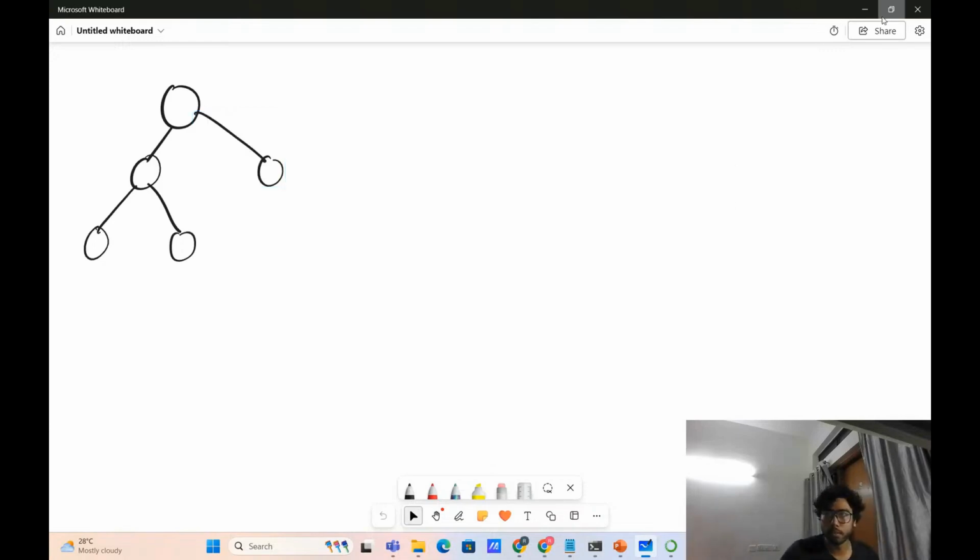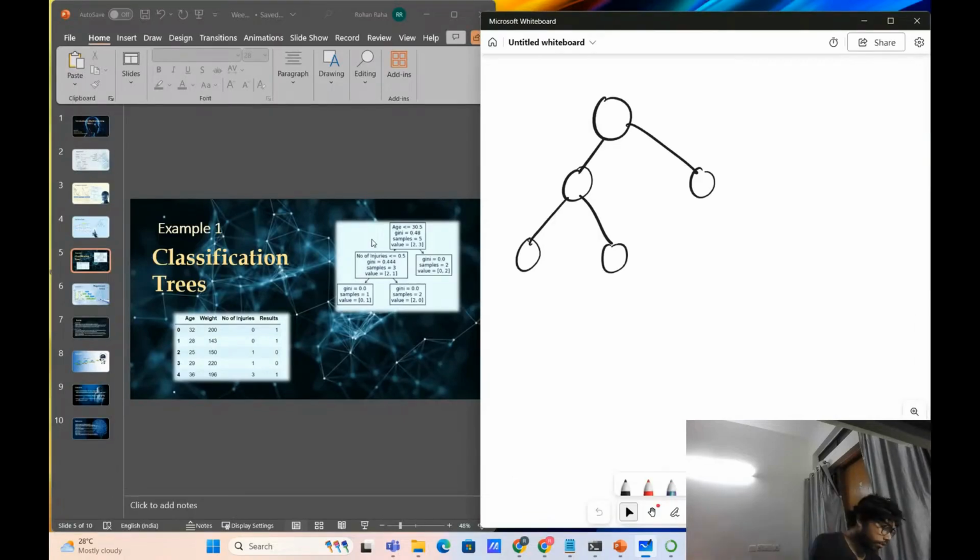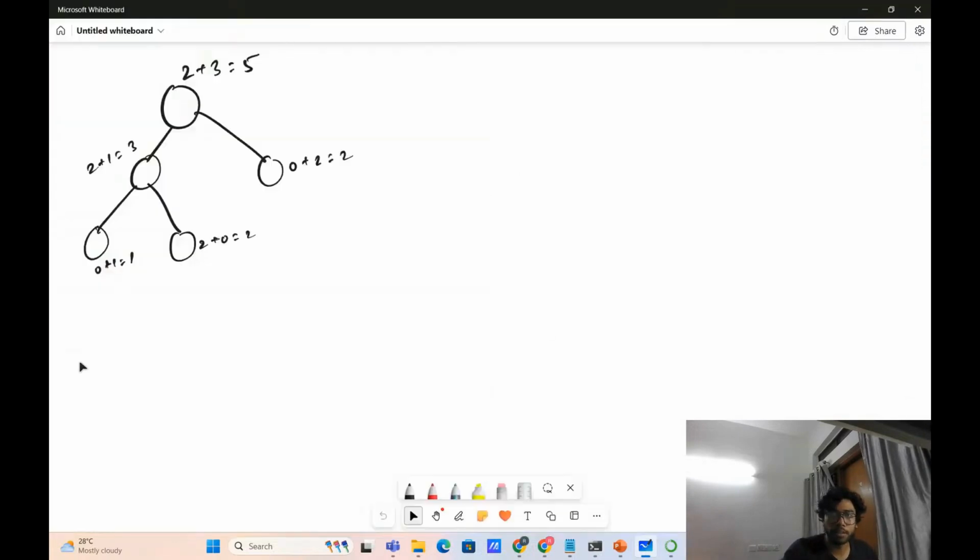Let me see what is the thing. Here you have 2 plus 3 equals 5. Here you have 0 plus 2 equals 2. 2 plus 0 equals 2. 0 plus 1, 1. 2 plus 1, 3. Okay. All right. So this is your tree.